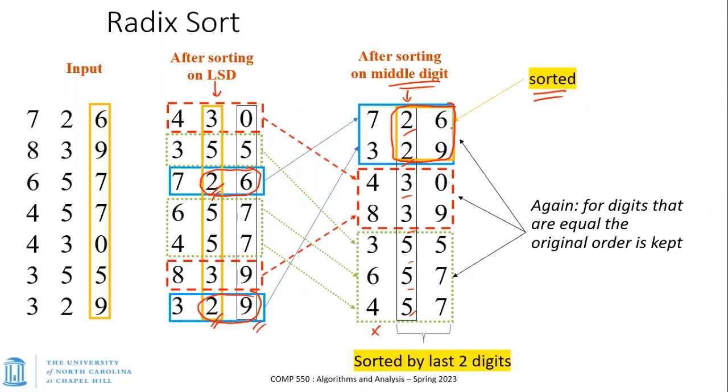Okay, so 26 and 29, similarly 30, 39, 55, 57, 57. So all of these are now sorted by the last 2 digits. Why is that? Once again, it's simply because you had earlier sorted by the least significant digit. And if these 2 are sorted and these 2 numbers are the same, then clearly 26 is going to be before 29. It's kind of almost obvious and trivial. All right. So it's a great algorithm.